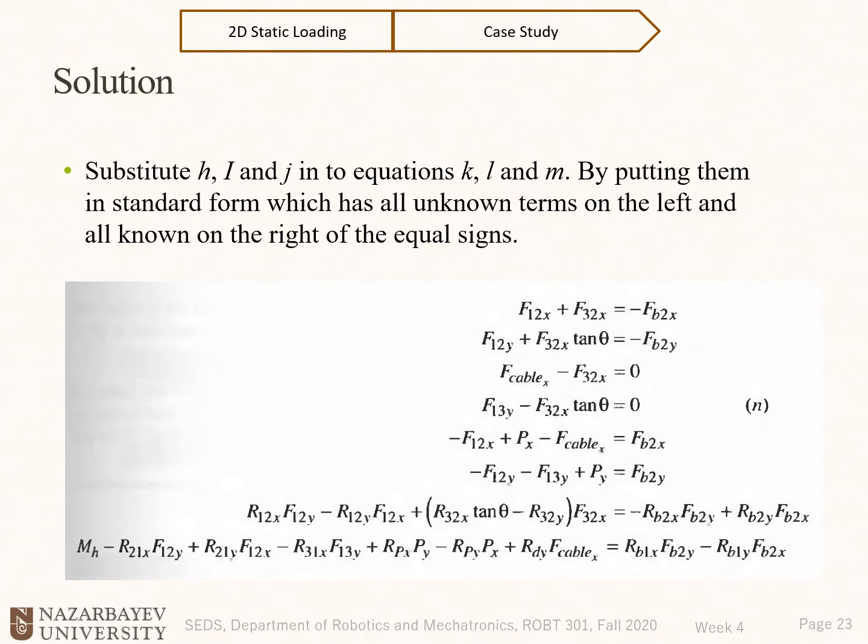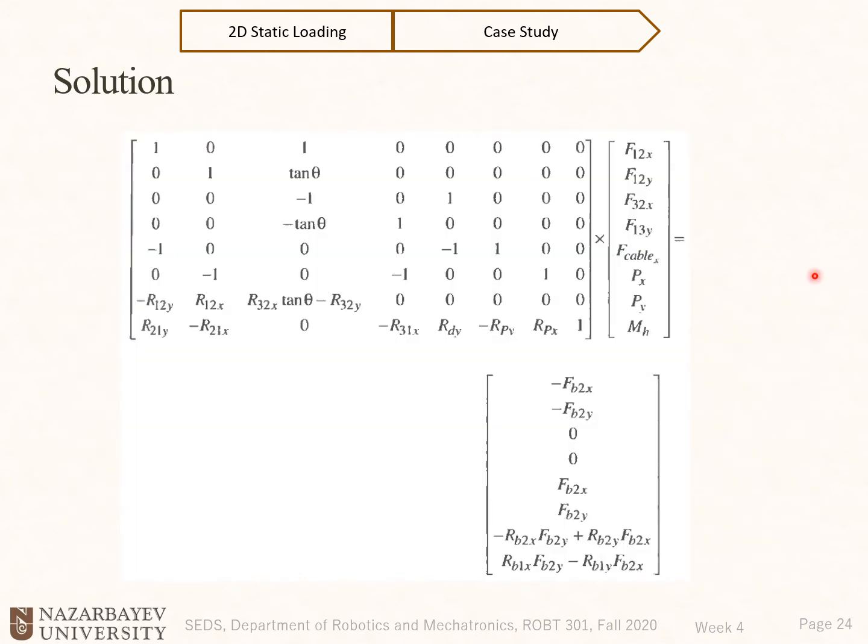If you want to write a computer routine, let's say a MATLAB code or C++ code, you could follow this method to have a systematic solution. For the solution, you see that we have the A matrix, where all of the components are known, the X matrix, all of our unknowns, and the B matrix, again all known. So AX equals B, and we could use different matrix methods to find the unknowns.